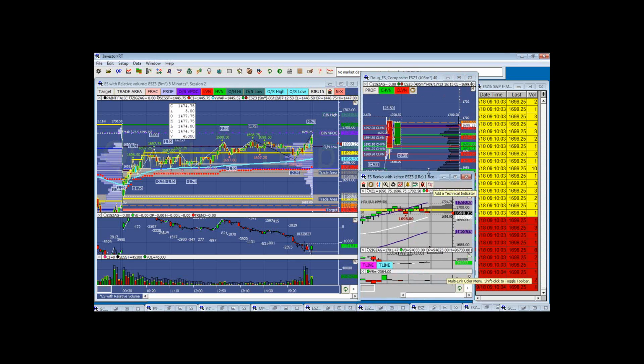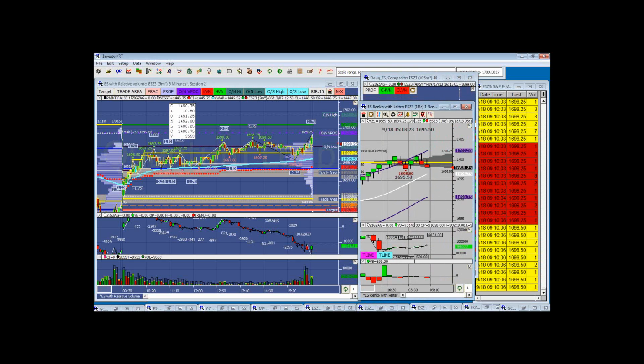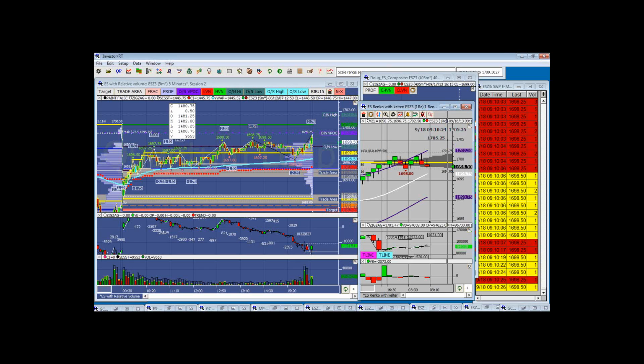This is my Keltner with the Renko. We are in the upper channel. We do have slope to the upside. Tested the upper Keltner. We'll take out the overnight high at 1701.75 and test the Keltner upper line at 1702.50 and possibly get a walk the line setup to that 1705 for the equalization and the takeout of the September contract high.